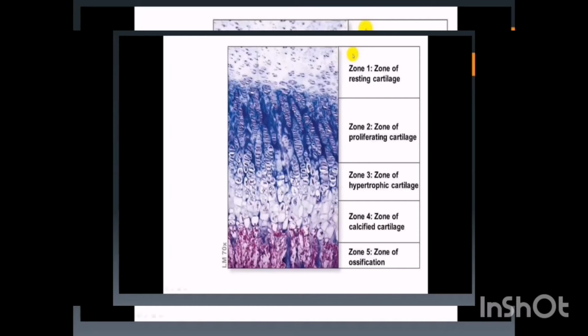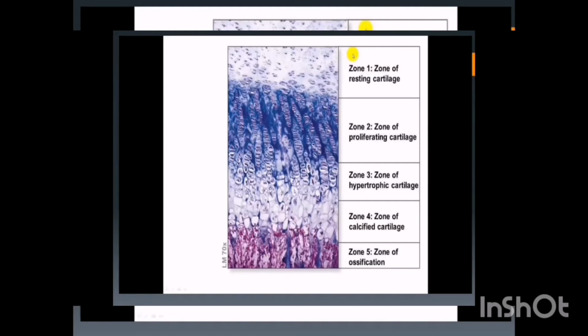So you can see it here. It resembles hyaline cartilage. It helps secure the epiphysis to the epiphyseal plate. The chondrocytes you have in zone 1 will contribute to zone 2, which is the proliferating cartilage, where you have the initial growth.